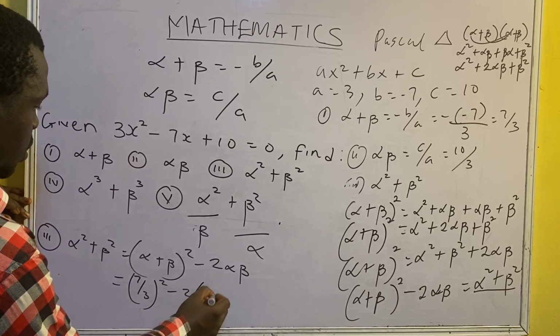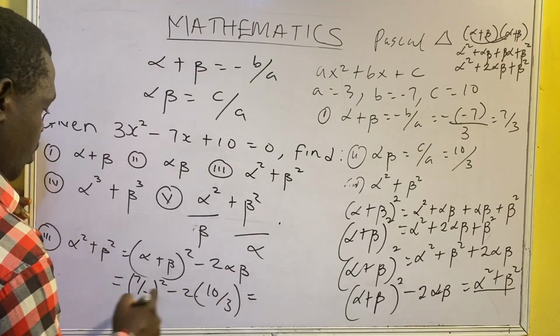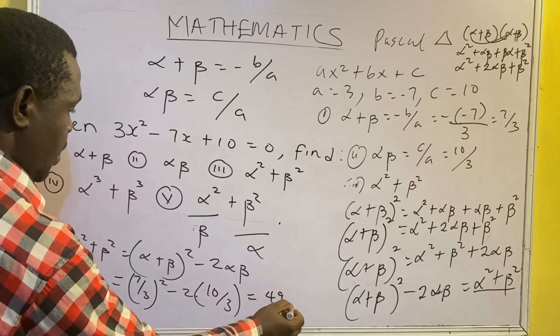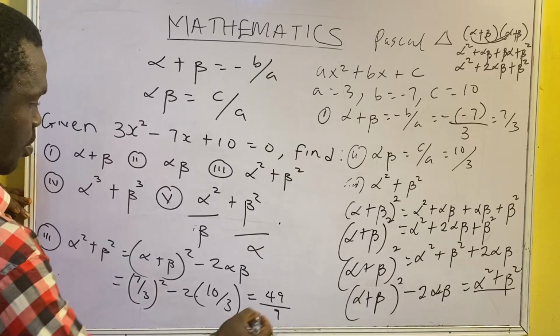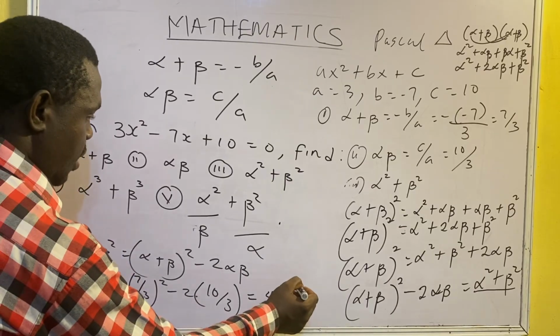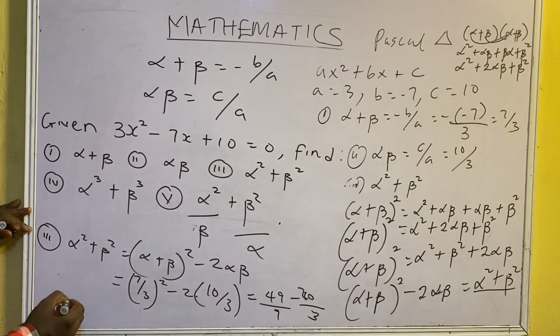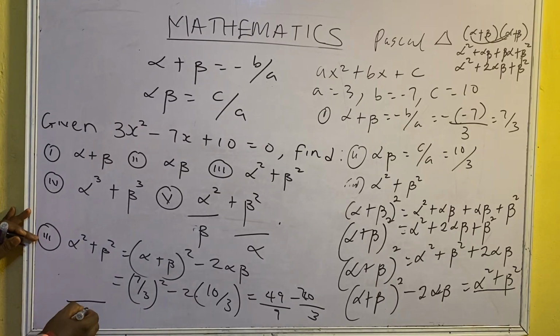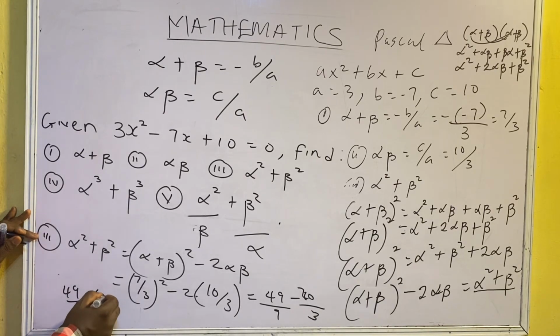What is product of roots? 10/3. So that you have 7 times 7, 49. 3 times 3, that's 9. 2 times this, that's 20. And then over 3. So you can find the LCM. So let me do the LCM here. 9. This in this, that's 49. That's 3. And then 3 times 20, that's 60. So we have minus 11/9.